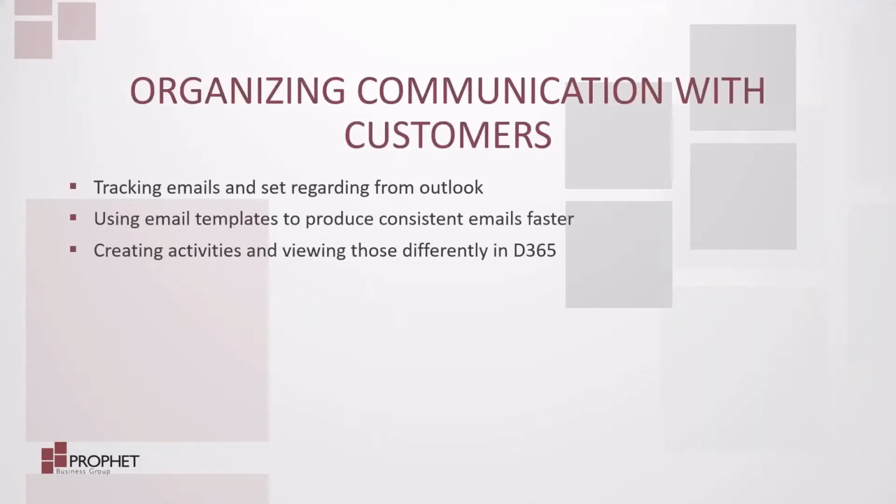As a salesperson, our number one job is to sell to customers. To enable you to do this, you need to be organized. One facet of that is the organization of the communication between you and the customer. A CRM system allows for that. We can take emails that we're getting in Outlook and associate them to contacts, leads, accounts in our CRM system. Today we're going to look at tracking emails and set regarding from Outlook, using email templates to produce consistent emails faster, and creating activities and viewing those differently in D365.